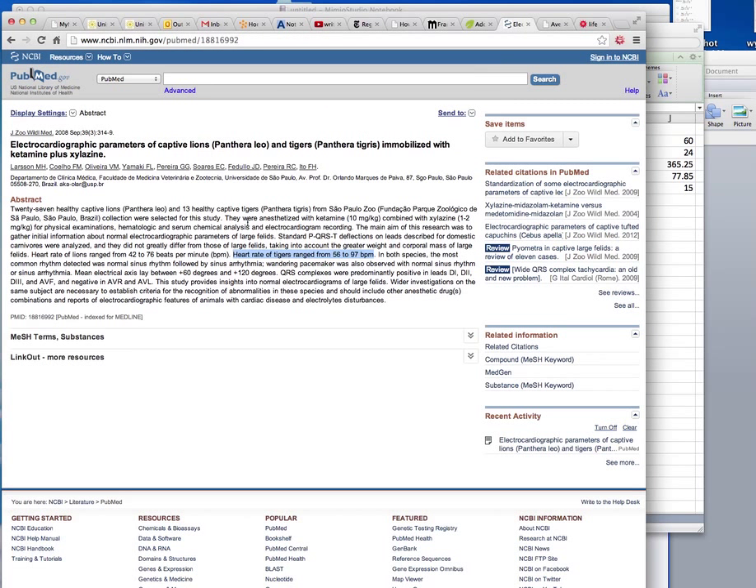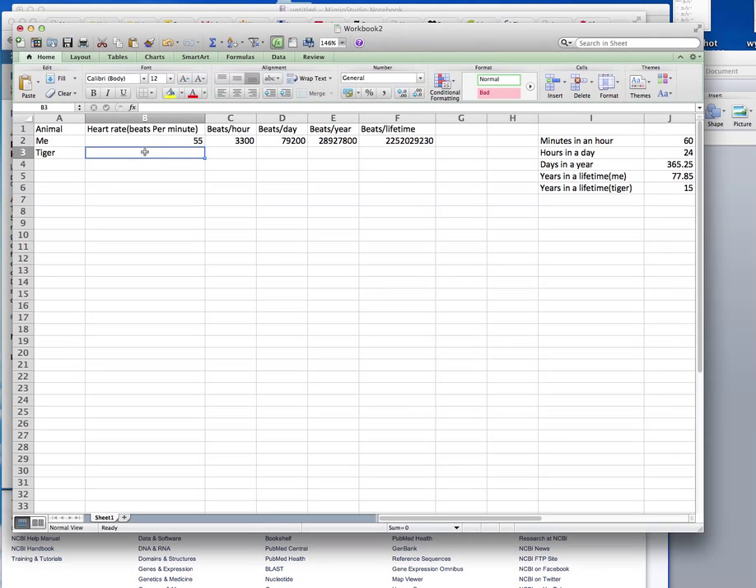I have another one here. See how the heart rate of a tiger ranged from 56 to 97? I'm just going to average that. And you can do that with Excel.